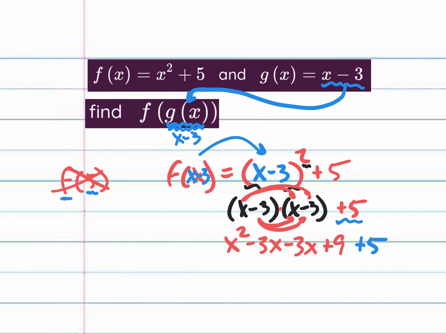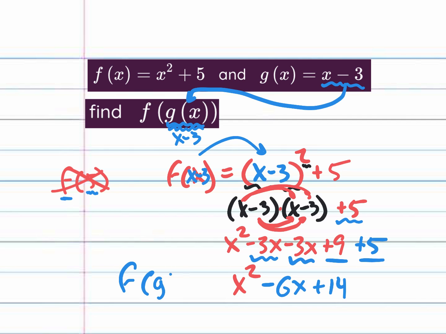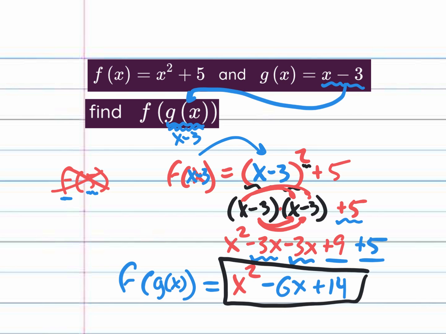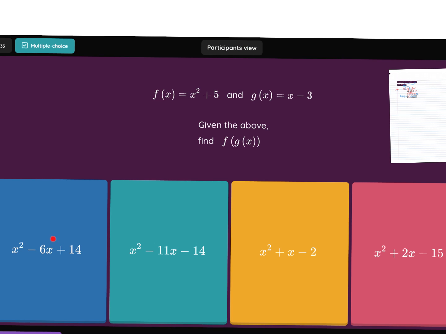Let's combine like terms. Well, the x squared can't be combined with anything, but the minus 3x and the minus 3x become minus 6x, and the 9 and 5 become 14. So your answer is f of g of x equals x squared minus 6x plus 14. And that would be this answer over here, x squared minus 6x plus 14.